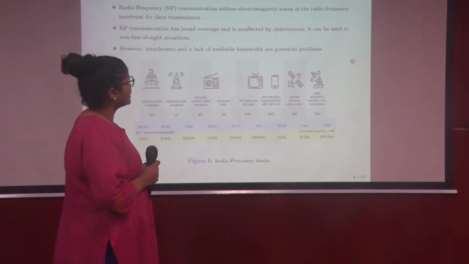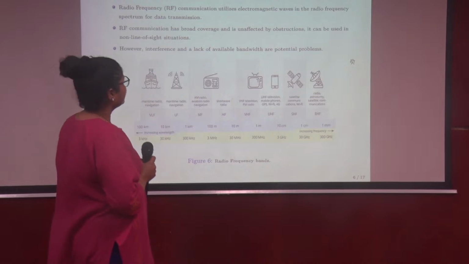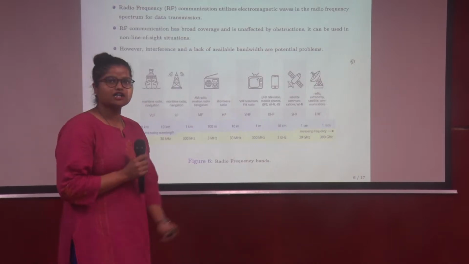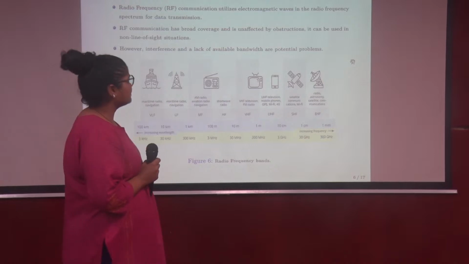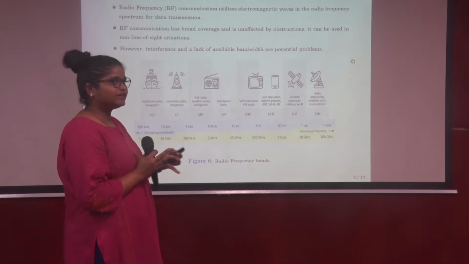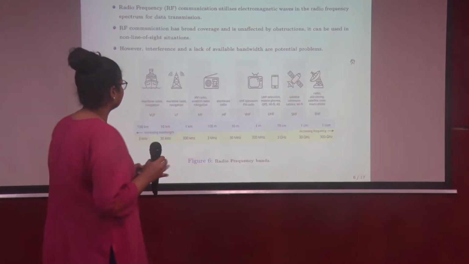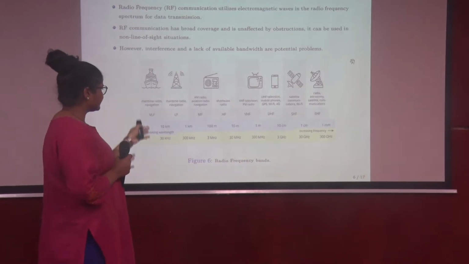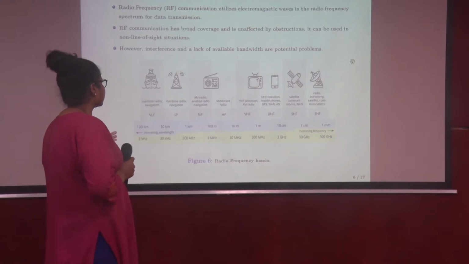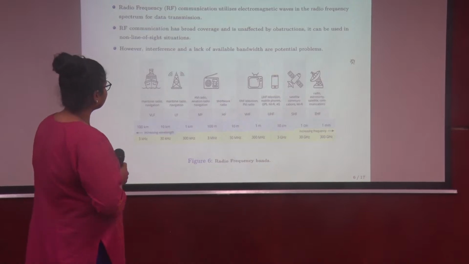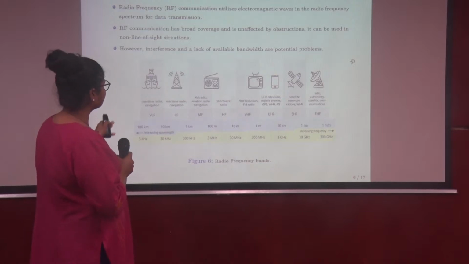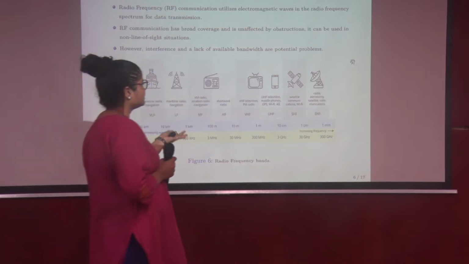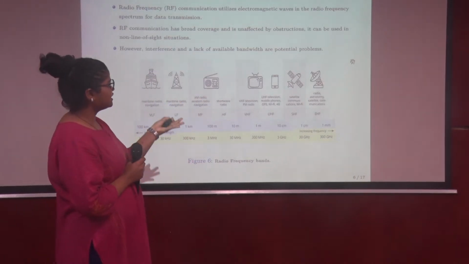Radio frequency utilizes electromagnetic waves in the radio frequency spectrum range for data transmission. It has high coverage and is hardly affected by obstacles between the transmitter and the receiver end. Here from the figure, you can observe the different frequency ranges based on application. Such as for marine communication, the frequency ranges from 3 kilohertz to 30 kilohertz. Similarly, for satellite communication, it is 3 gigahertz to 30 gigahertz, and so on.